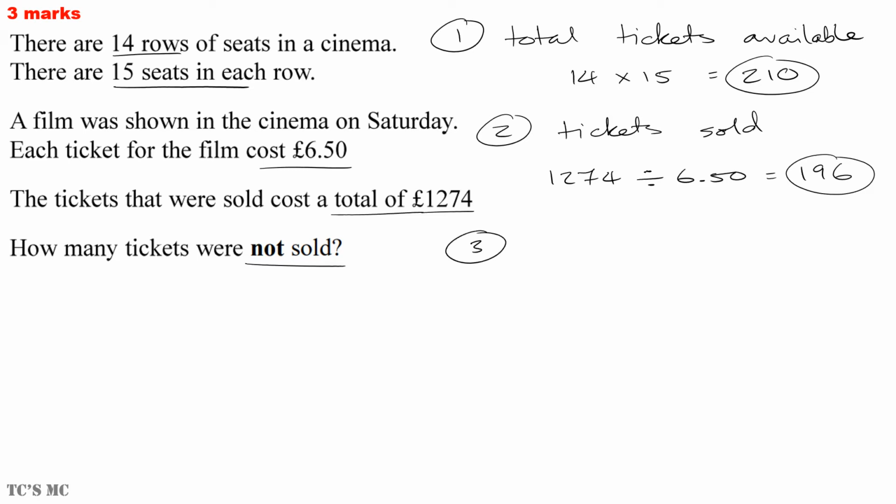Step 3, we need to work out how many were not sold. So that is 210, the total available, subtract the number that was sold. And that is our second mark. For getting an answer of 14, we would get our third mark.